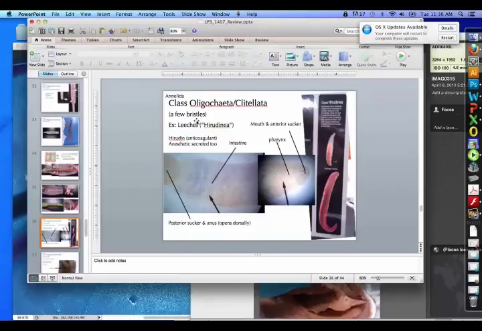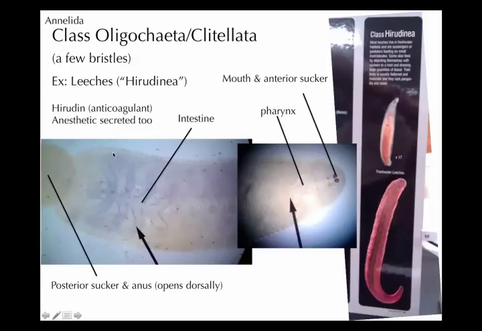Then we come to the other class of oligochaetes. We're called the Hirudinia class. They are importantly secrete this molecule called hirudin. So you'd want to know how to spell that one, hirudin, which is that anticoagulant. So not all leeches do this, only the blood-sucking ones do. Most of them just are carnivores.